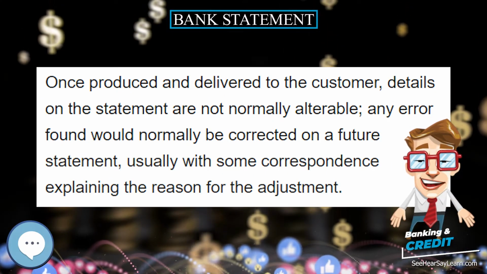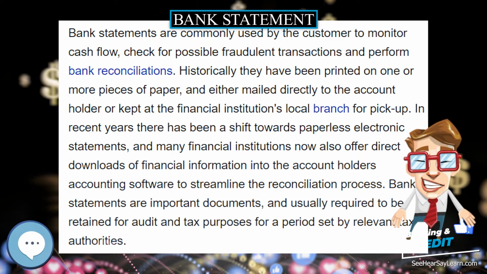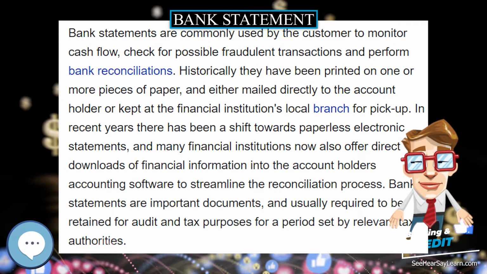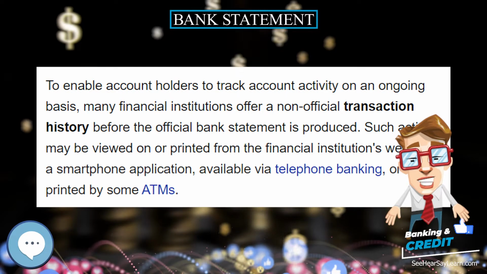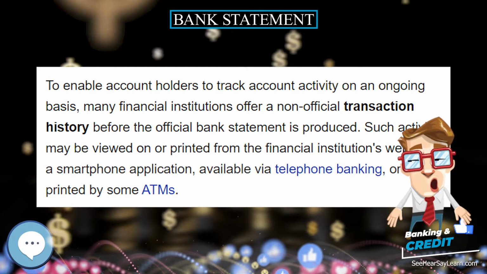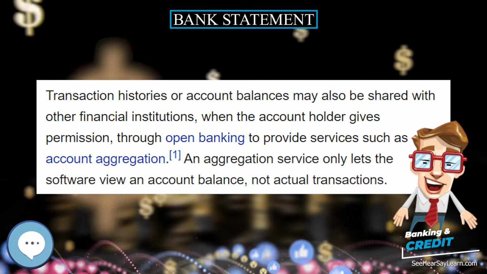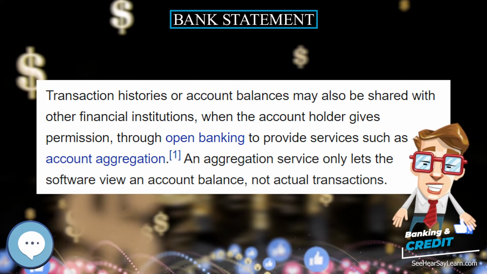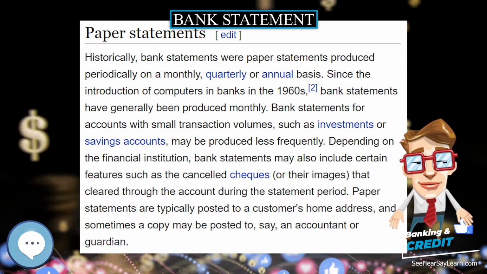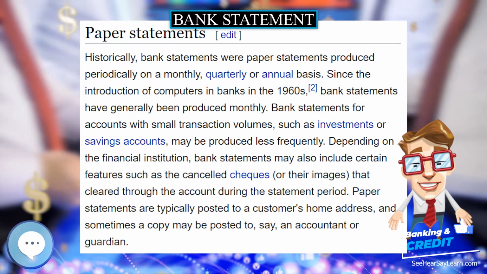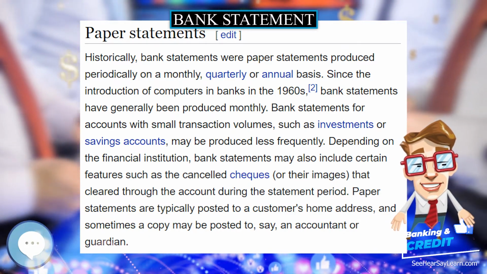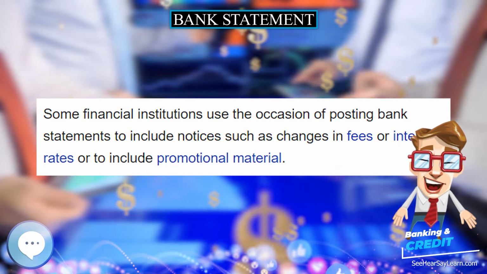The start date of the statement period is usually the day after the end of the previous statement period. Once produced and delivered to the customer, details on the statement are not normally alterable. Any error found would normally be corrected on a future statement, usually with some correspondence explaining the reason for the adjustment.